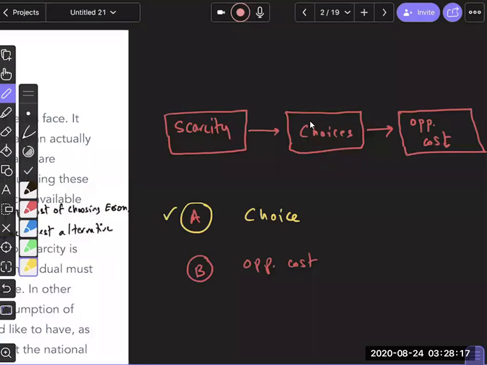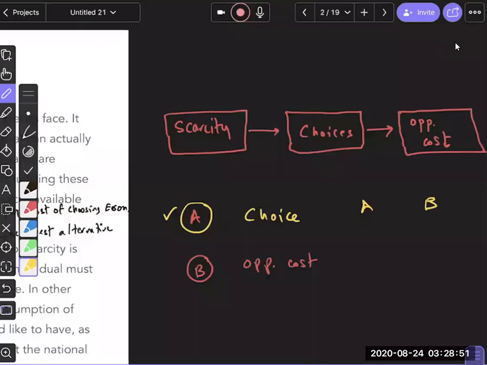Now, why do I choose A over B? Anyone? Why would somebody choose A over B? Why is A chosen over B? If good A is chosen over B, anyone who can answer me why is good A chosen over good B?